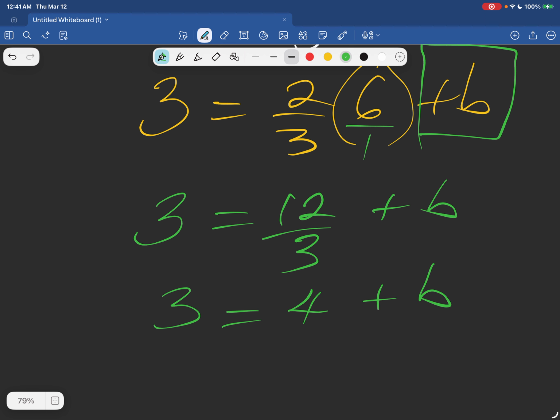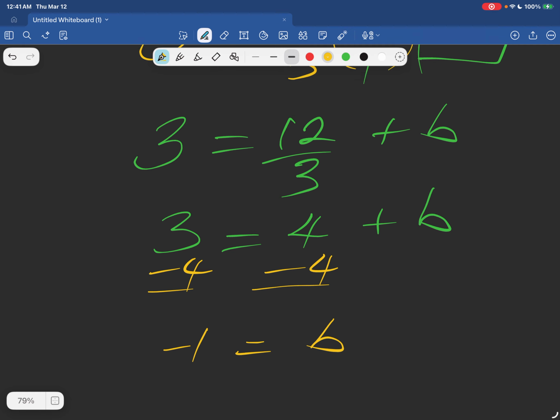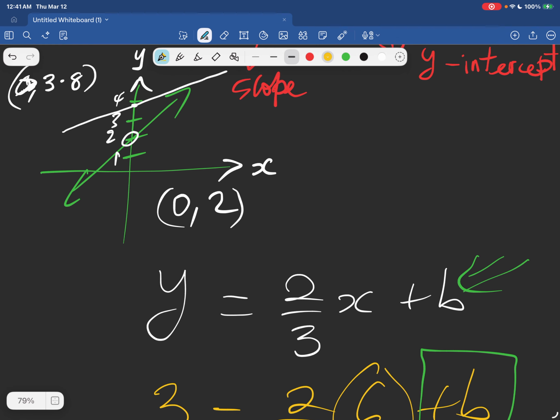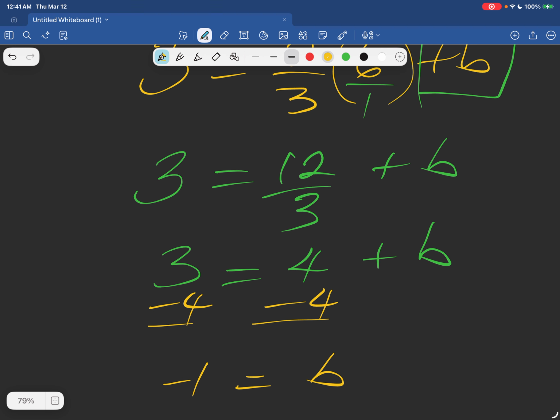Then our final thing to do is to take away 4 from both sides. And we end up with -1 is equal to b. When you end up with -1 equals b, we are going to substitute that into this equation right here. Wherever we see b, we're going to replace it with -1 and do some math.